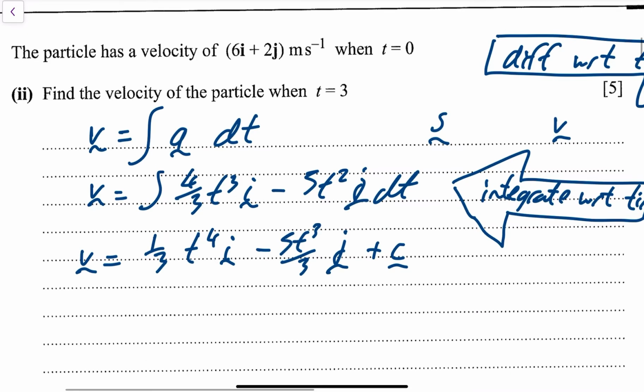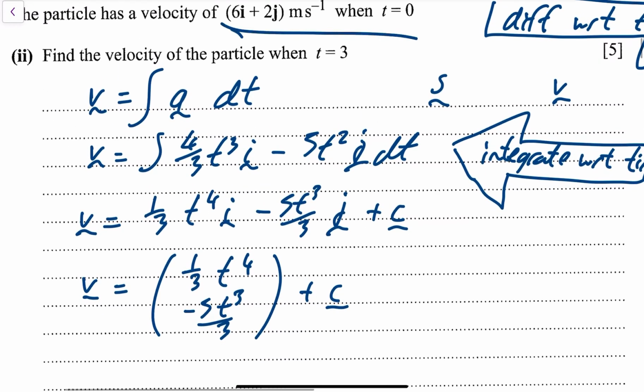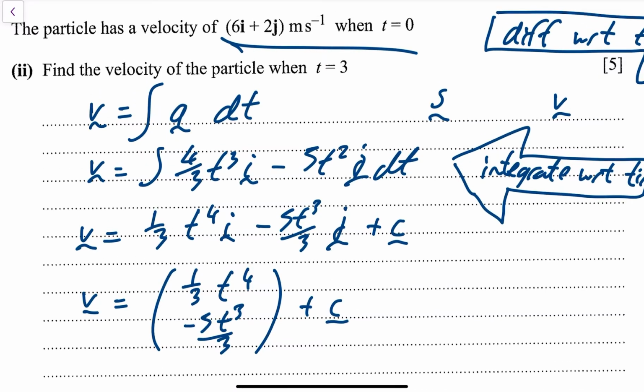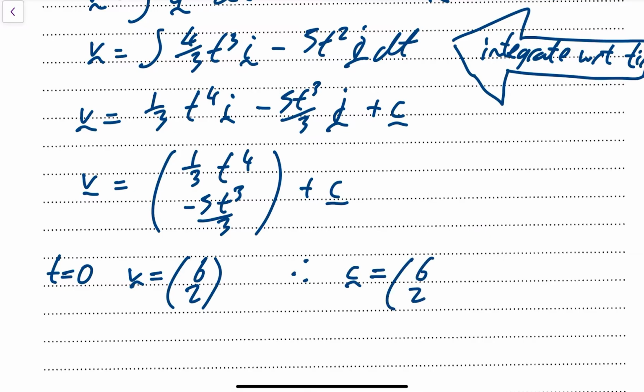All right, now I'm going to write this a wee bit differently. I'm going to write this as a column vector, just because that's what I prefer to work with. That's 1 over 3 t to the 4, and then minus 5t cubed over 3, and then plus my constant of integration. Now we're told, you can just about see there, when t is equal to 0, your velocity is 6i plus 2j. So we'll just say t equals 0, v is equal to (6, 2), and that means your c is going to be equal to (6, 2).